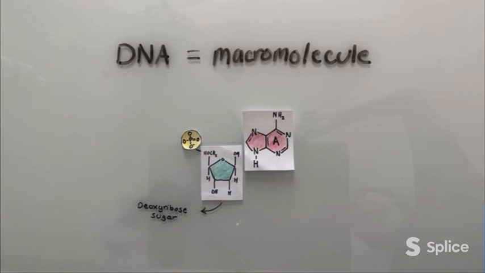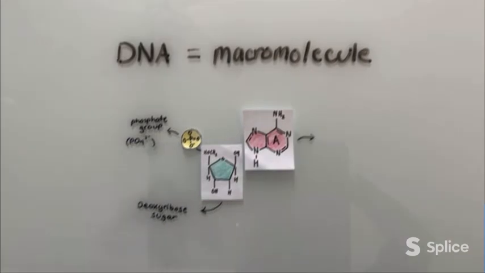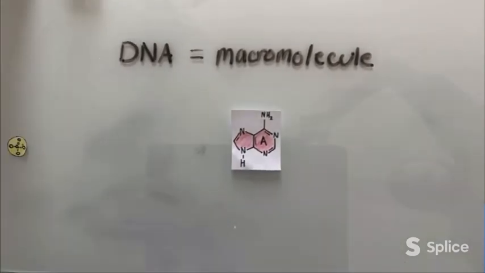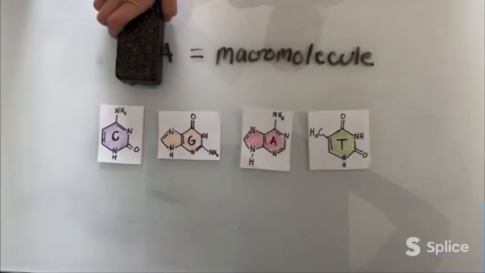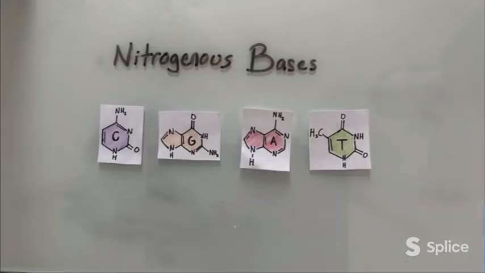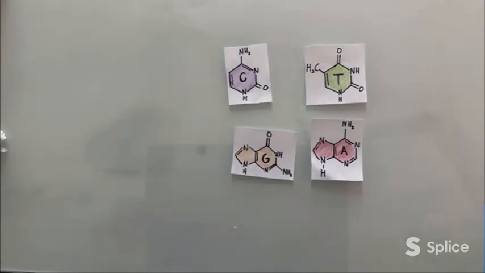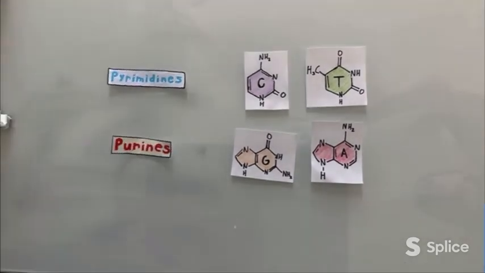The base component is a deoxyribose sugar. The second part is a phosphate group, which is attached to the deoxyribose sugar. The third part is a nucleotide base. There are 4 nucleotide bases in DNA: adenine, guanine, thymine, and cytosine. Adenine and guanine are purines, while cytosine and thymine are pyrimidines.